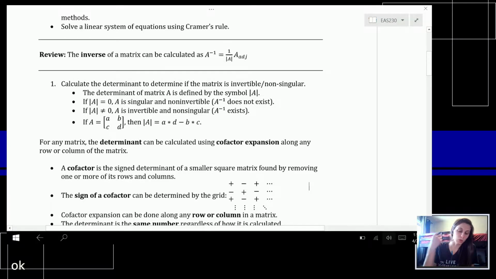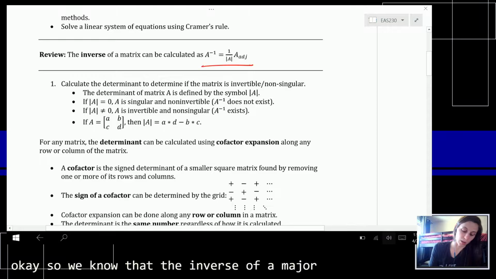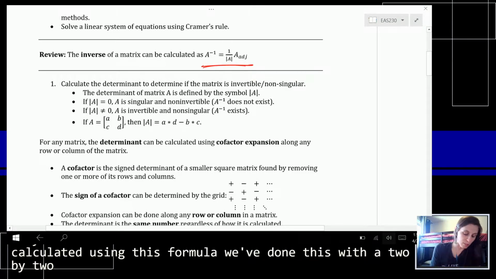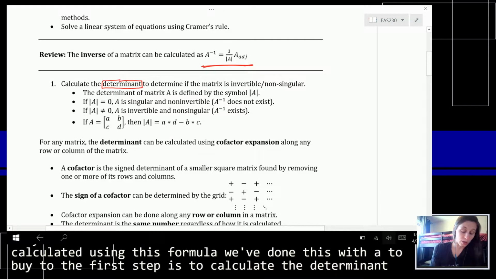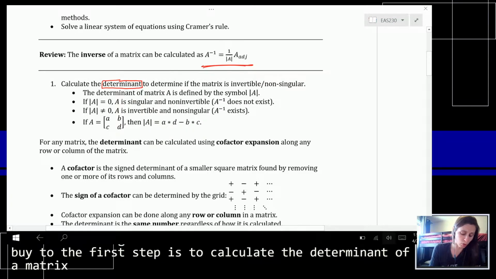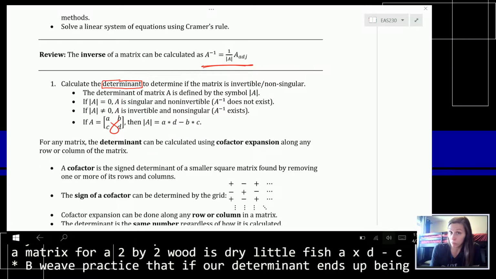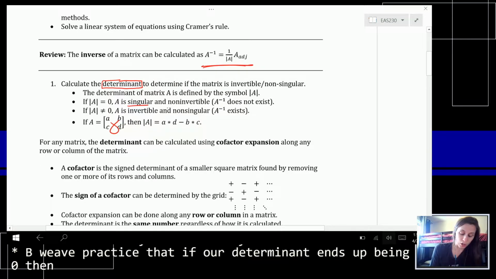Okay, so we know that the inverse of a matrix can be calculated using this formula. We've done this with a 2x2. The first step is to calculate the determinant of our matrix. For a 2x2, we just draw our little fish, A times D minus C times B. We've practiced that. If our determinant ends up being 0, then our matrix is singular and it's non-invertible.